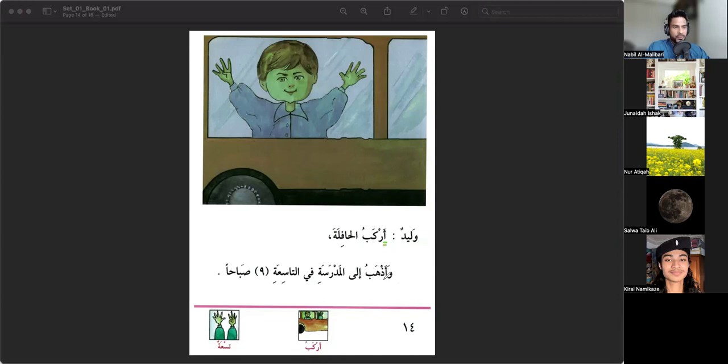Wa adhhabu, okay, if you don't know the meaning of this, no worries, but you know that he's saying that I'm doing something. Okay, wa adhhabu, I go, wa adhhabu, I go ila al-madrasa, to the madrasa. At what time? Fi, at at-tasi'ati sabah. Tasi'ah. 1, 2, 3, 4, 9. Okay. 9 in the morning. Okay. Tasi'ati sabah. 9 in the morning.